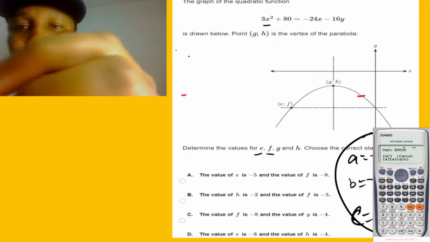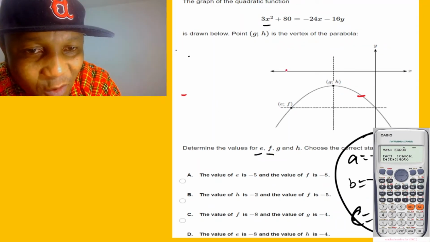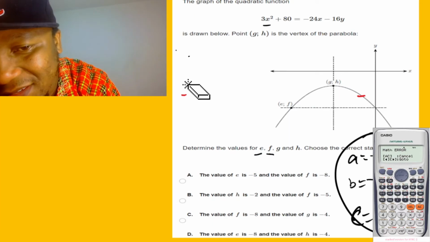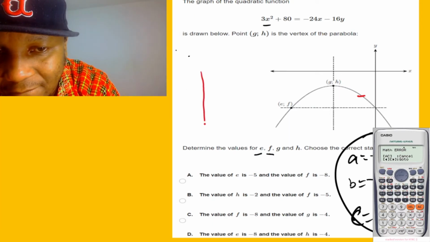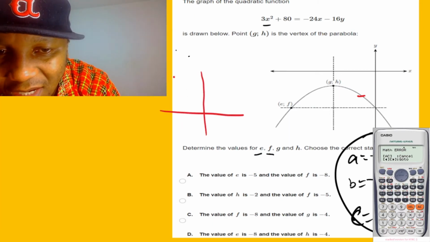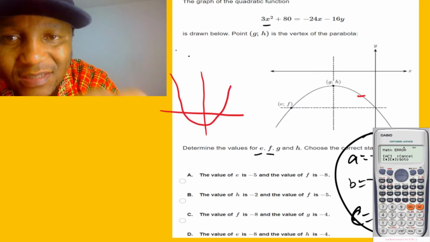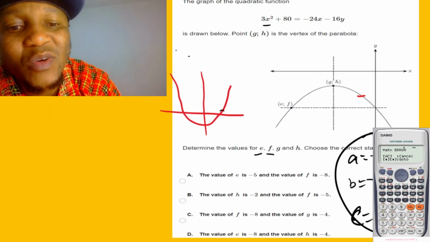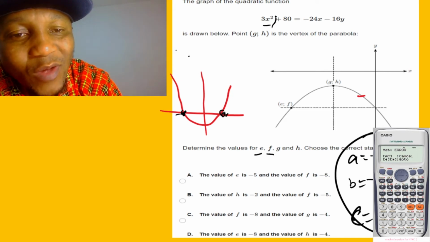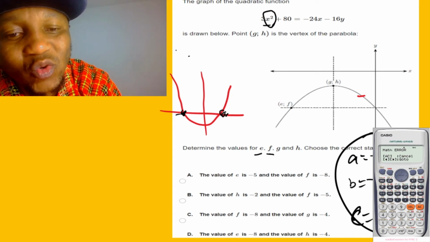So what does that mean? Look, if you look carefully, if you have a graph like this, and it cuts like that, because this is quadratic, the x-intercept means where it cuts at x. So there are two values of x here. That's why they say x squared. This x squared means there are two values of x-intercept where it cuts at x.